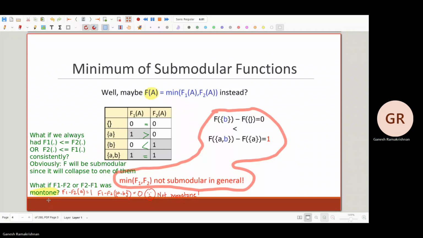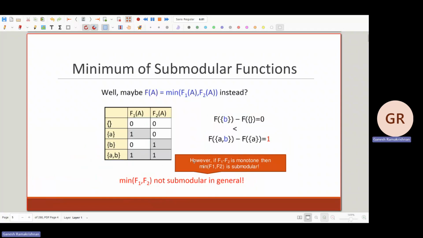Just think about it. What if we always have F1 less than or equal to F2, or F2 less than or equal to F1, always? One of them, or not both. I mean, when you say monotone, then one will be monotonically increasing and the other monotonically decreasing.